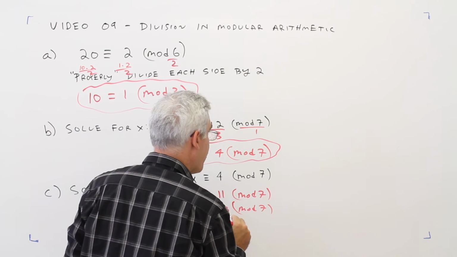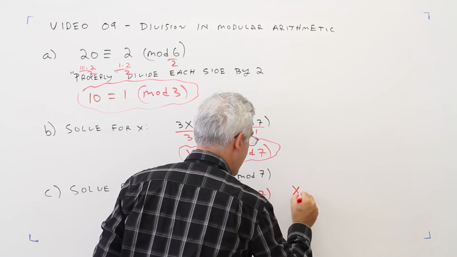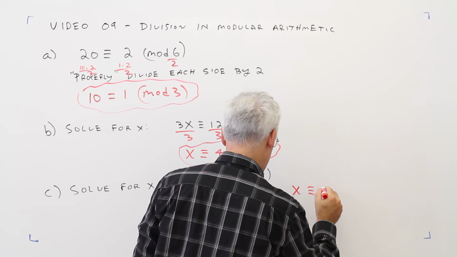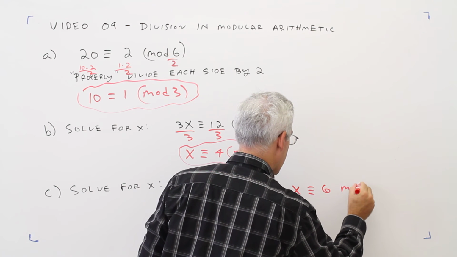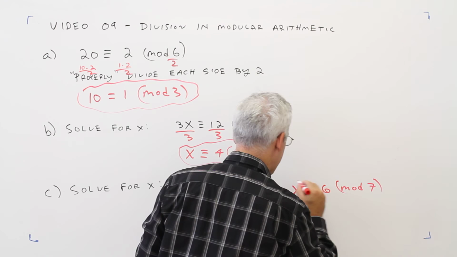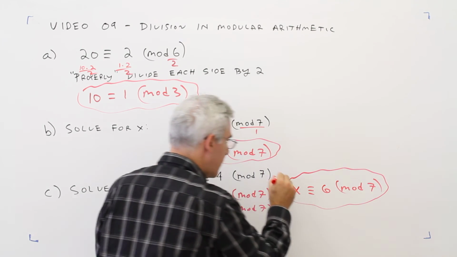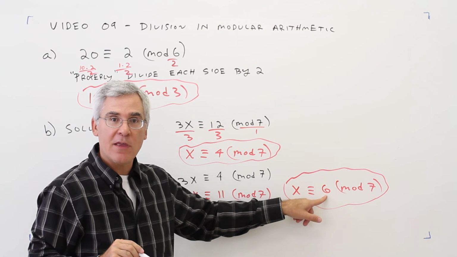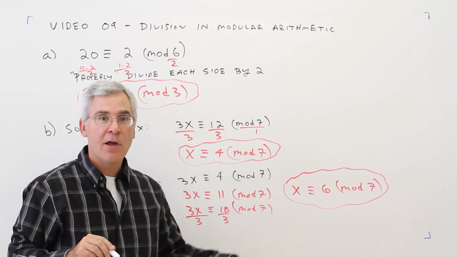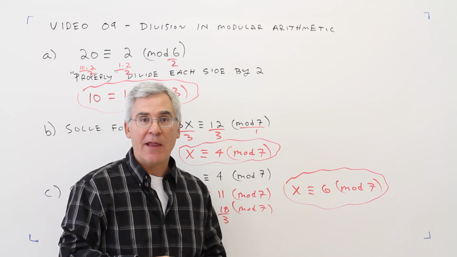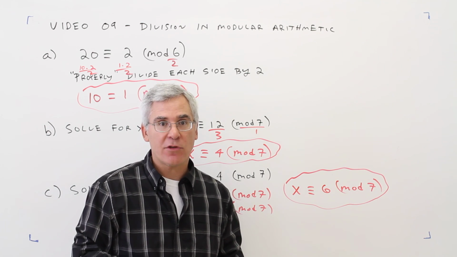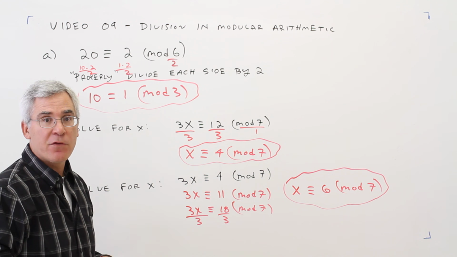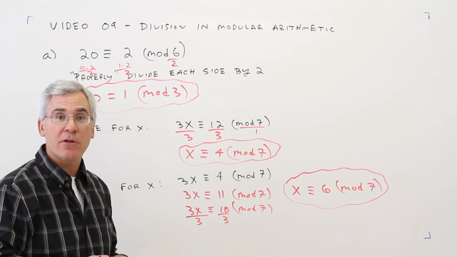And my answer will be, I don't know if I have room, I'll go over here. X is congruent to 6 mod 7. And if for some reason this wasn't the smallest non-negative integer, I would mod out to make it so. That's just the convention I use. So there you have it, how to solve some division problems in modular arithmetic.